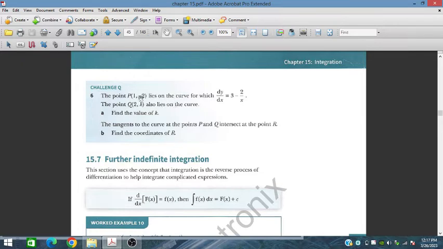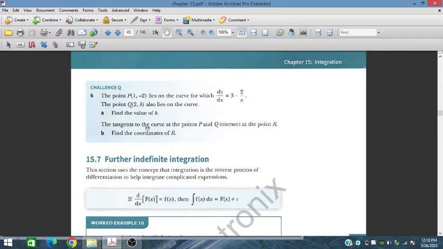The point lies on the curve. So the curve is basically the integral of this gradient, and this point Q also lies on the curve. So by using these two relations, find the value of k. So we have to find this k, and in the next part, the tangents to the curve at the points P and Q intersect at the point R.